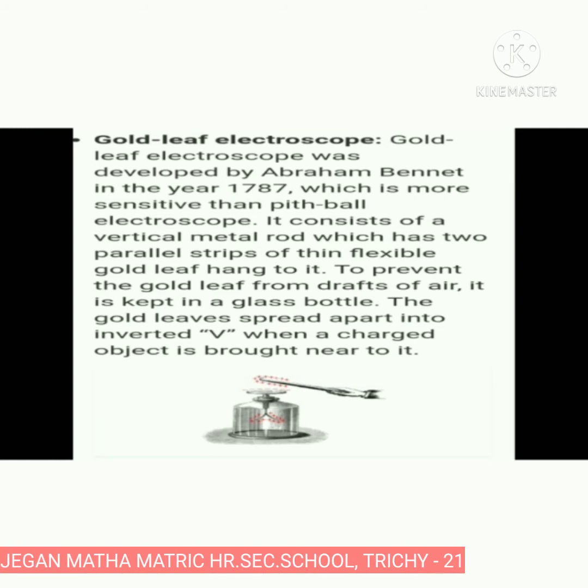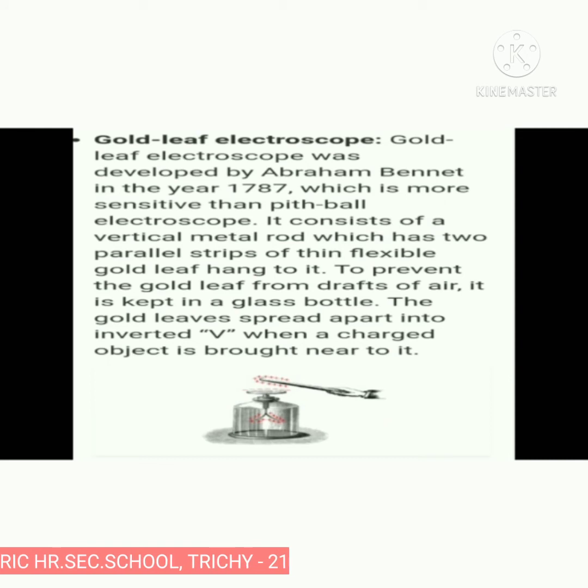Structure of electroscope. It consists of a vertical metal rod which has two parallel strips of thin flexible gold leaf hanging from it. To prevent the gold leaf from air currents, it is kept in a glass bottle. The gold leaves spread apart into an inverted V when a charged object is brought near to it.